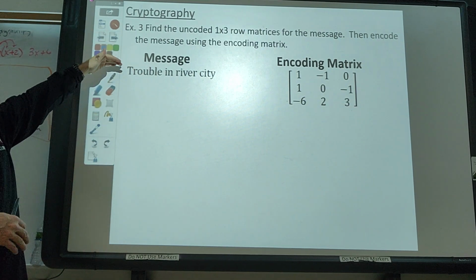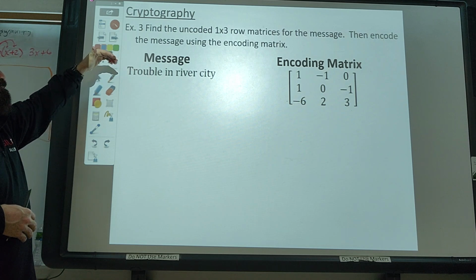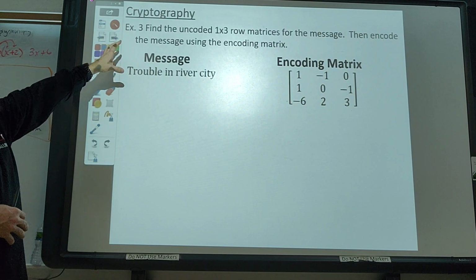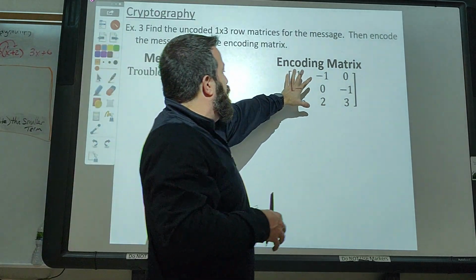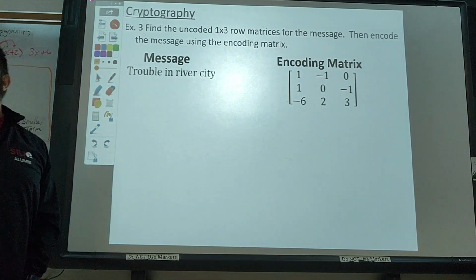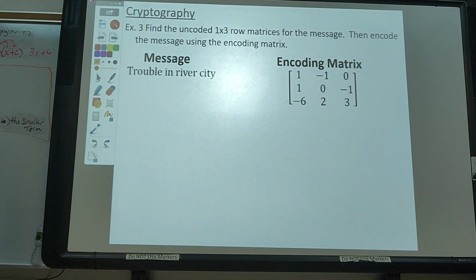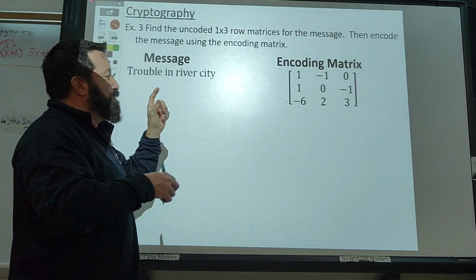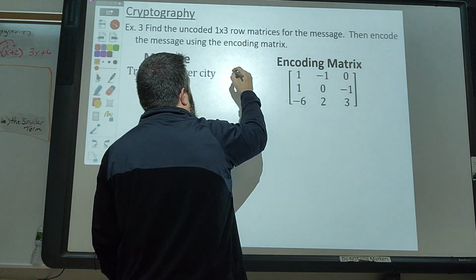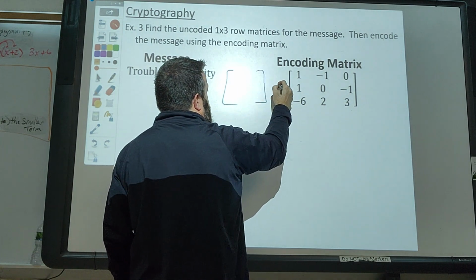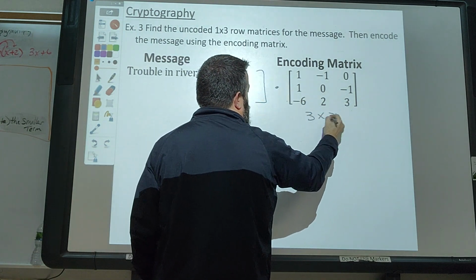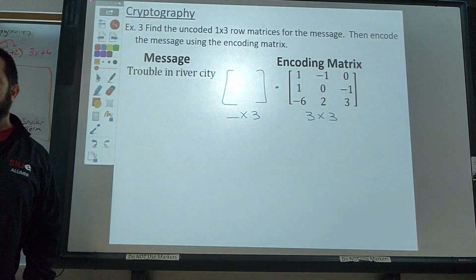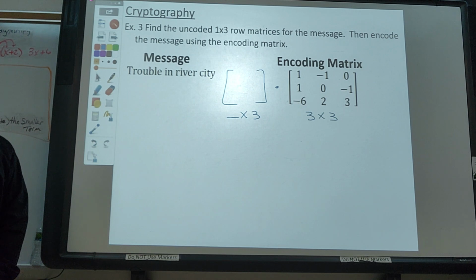So if you guys are a fan of musicals, Trouble in River City is a part of a song in The Music Man. And what you have to do is figure out what you're going to use to encode it. I'm going to use a 3x3 matrix to encode it, okay? So when I break this message down, I've got to break it down into something that can be multiplied by that. So if I'm going to take some matrix and multiply it by that, since this is a 3x3, this has to be a something by 3 for me to multiply them together, right? Based off our knowledge of multiplying matrices together.